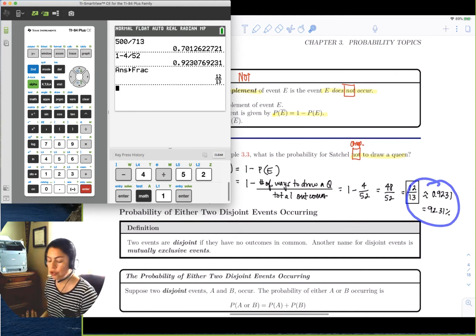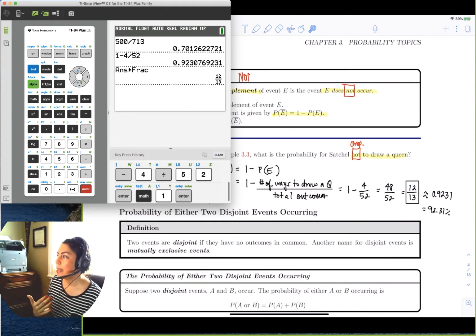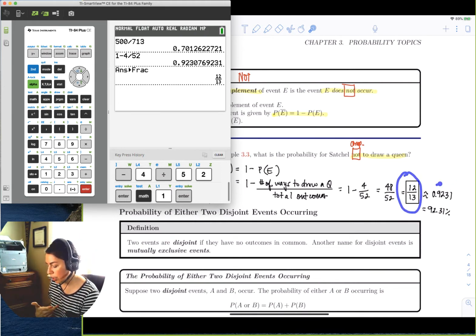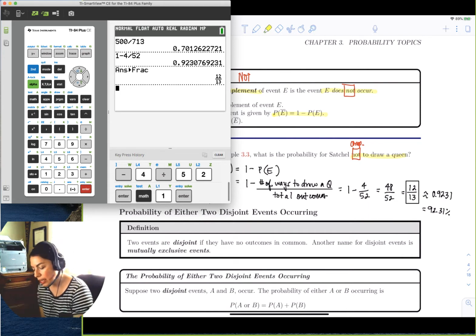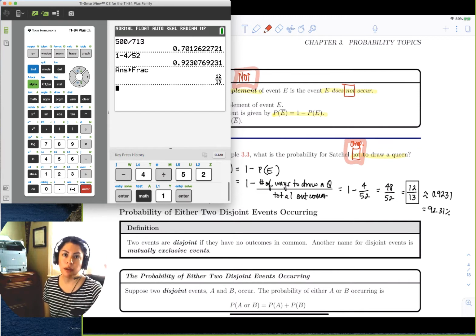Other than that, those are the 3 ways you would always give your answer: as a reduced fraction, approximate decimal, or approximate percentage. Okay, and again, I want to emphasize that the word not goes with the complement. So when you see the word not in a problem, you automatically think this is going to be the complement formula and you do 1 minus that probability. And this formula is all laid out in the formula sheet for these notes.